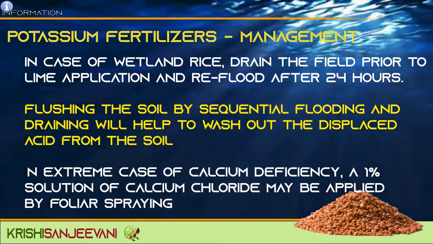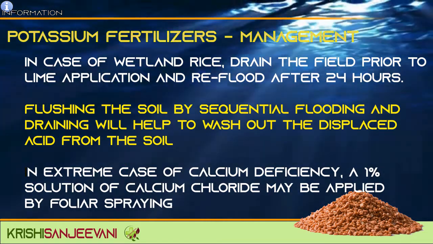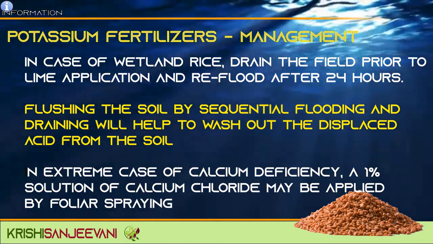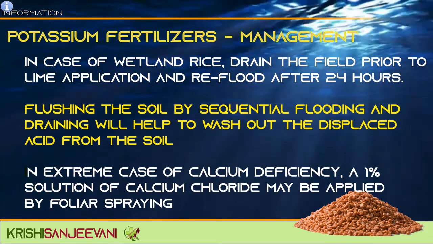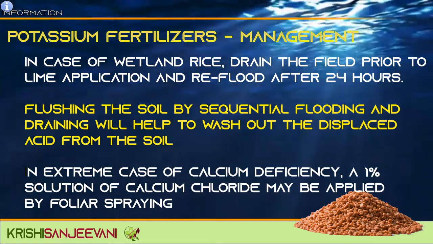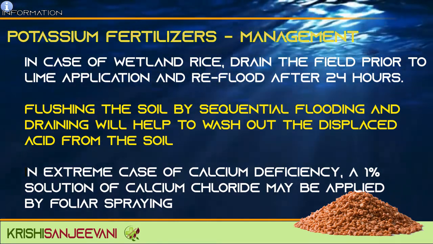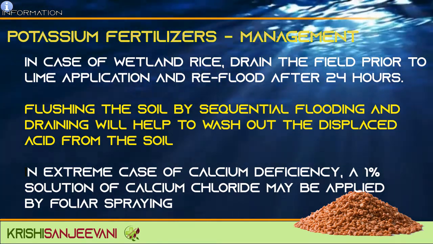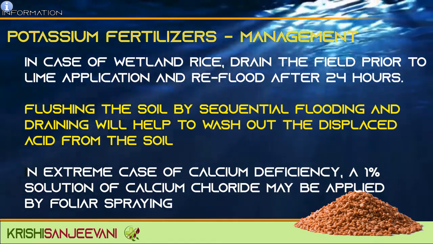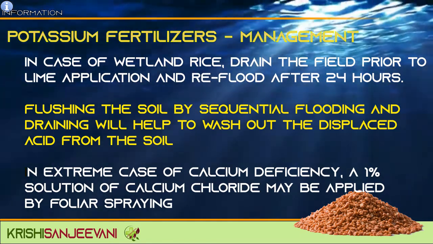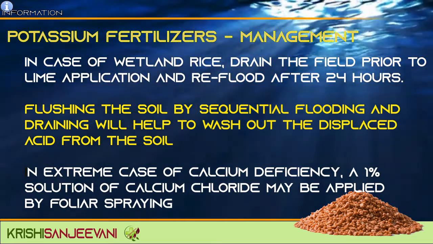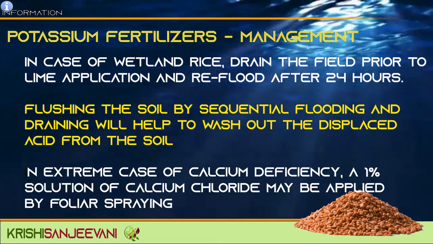In case of wetland rice, drain the field prior to lime application and reflood after 24 hours. Flushing the soil by sequential flooding and draining will help to wash out the displaced acid from the soil. In extreme case of calcium deficiency, a 1% solution of calcium chloride may be applied by foliar spraying.